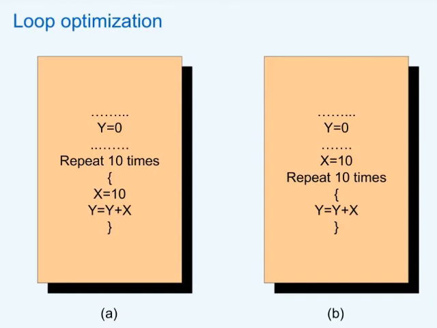Another example is loop optimization, where we say that y is equal to 0 and we are repeating it 10 times, where x is equal to 10, y is equal to y plus x. Now if you look at the problem in this code, x is equal to 10 is the statement which is not getting changed. It is just 10 getting assigned to x 10 times, which is unnecessary work. So the code optimization phase will move this statement to the portion above, that is before the loop. These kinds of optimizations will be done by the code optimization phase.